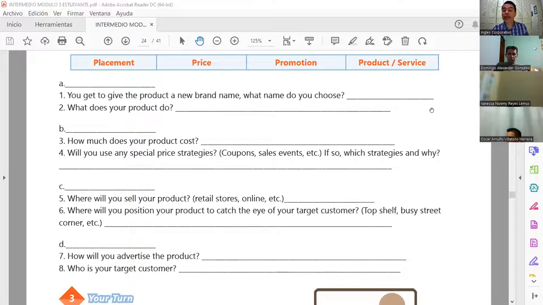Ladies and gentlemen, if you want to capture, si no tienen el manual, por favor, tómenle una captura a esta parte. Tómenmele una captura a esta página, please. Come on, please, let's do it. Ready?